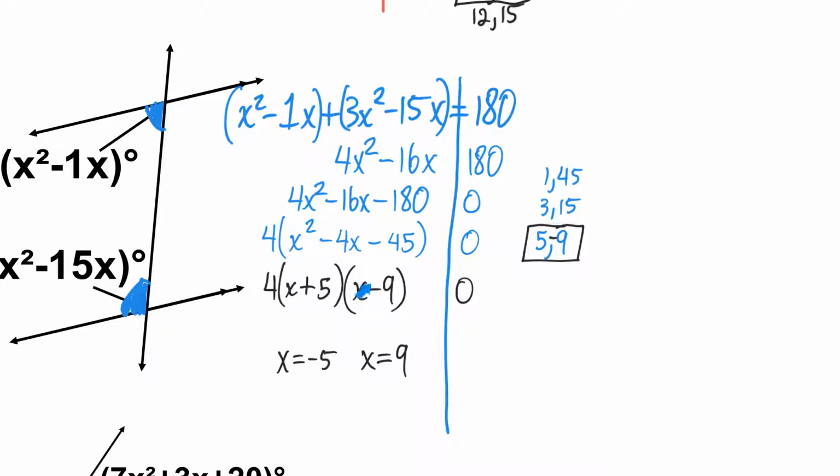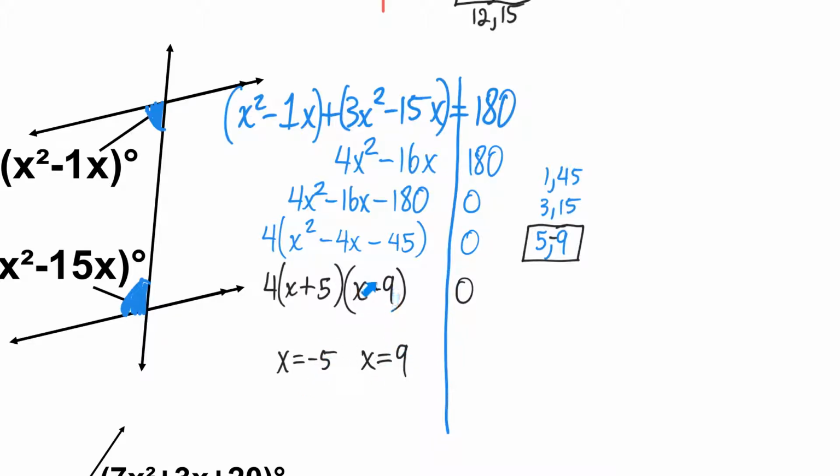Negative 5 is what makes this equation true. If this were positive 5, that'd be 5 plus 5, that'd be 10. 4 times 10 would be 40. And then 40 times negative 5 would be negative 200, not 0. Okay? So it's got to be this negative 5.